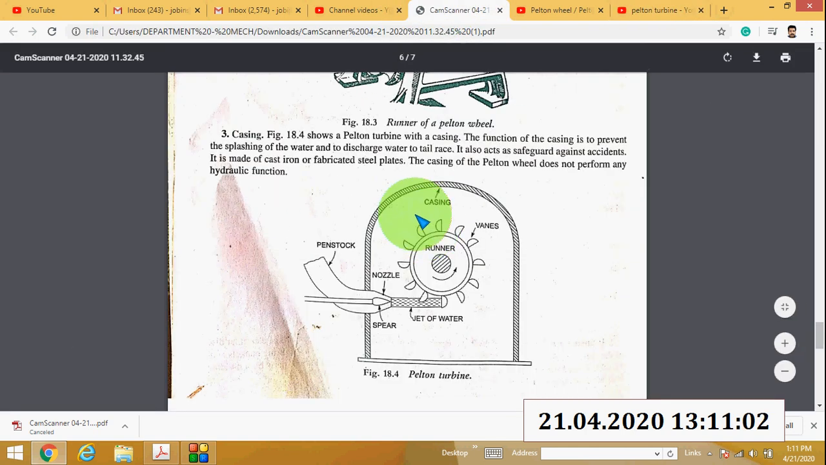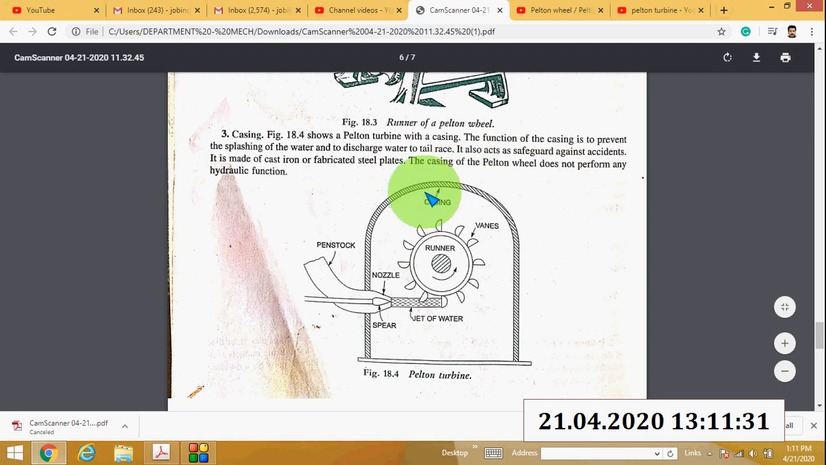The function of the casing is to prevent the splashing of water and to discharge the water to the tail race. That is the main function. It also acts as a safeguard against accidents. It is made of cast iron or fabricated steel plates.